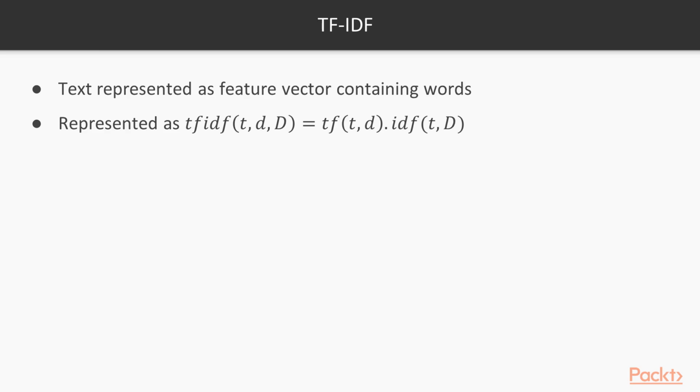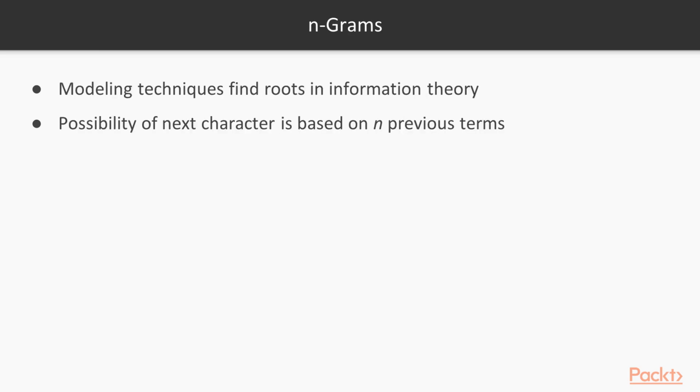TF-IDF. In the context of TF-IDF, a piece of text is represented as a feature vector, containing words as its constituents. TF-IDF is given as this equation, where TF(t, d) is the term frequency of term t in document d, and IDF(t, D) is the inverse document frequency for term t in document set D. Next is n-grams. The n-gram-based modeling techniques find their roots in information theory, where the likelihood of the next character or word is based upon the n previous terms.